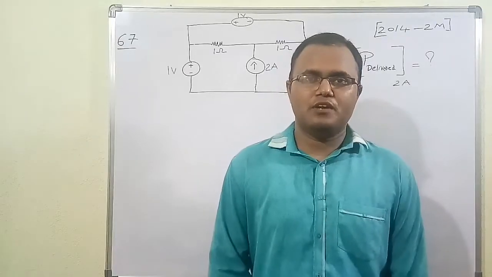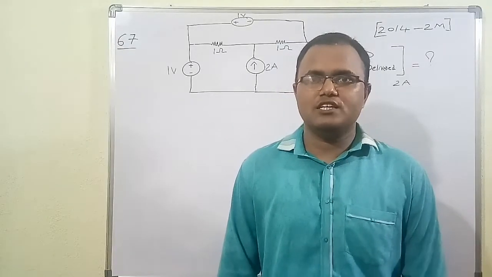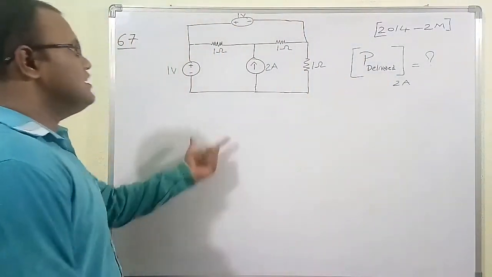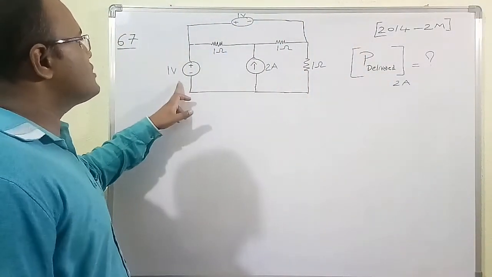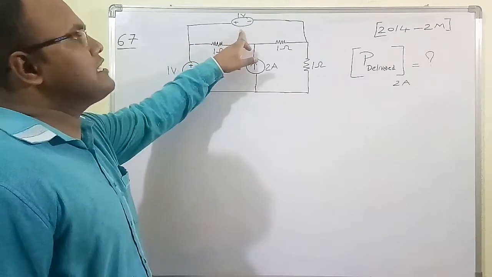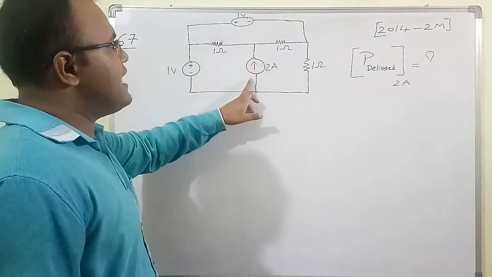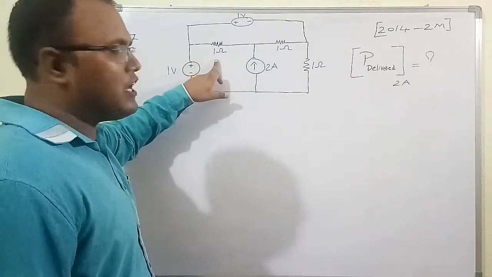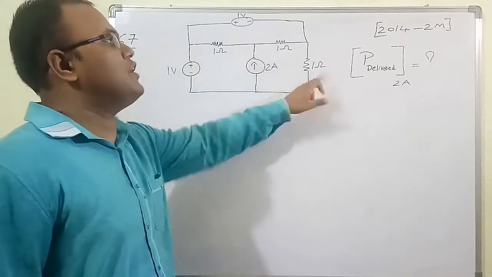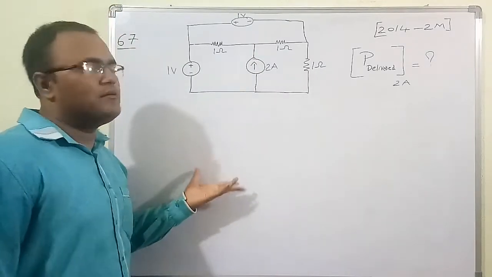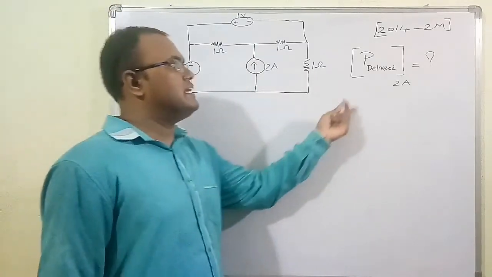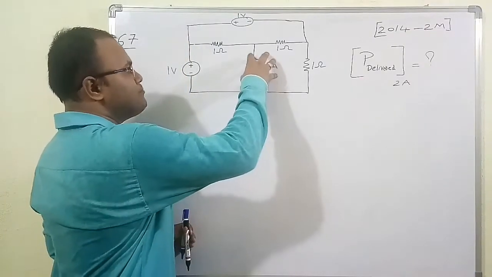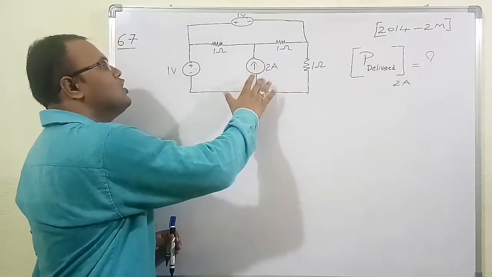Now that we have solved the previous problem, let's move forward to the other numerical. The numerical number is 67. In this question, there is an ideal voltage source of 1 volt and another ideal voltage source of 1 volt, and there is an ideal current source of 2 ampere, and three resistors of 1 ohm each. The aim of this problem is to figure out the power delivered by the 2 ampere source, meaning how much power is delivered by this 2 ampere.